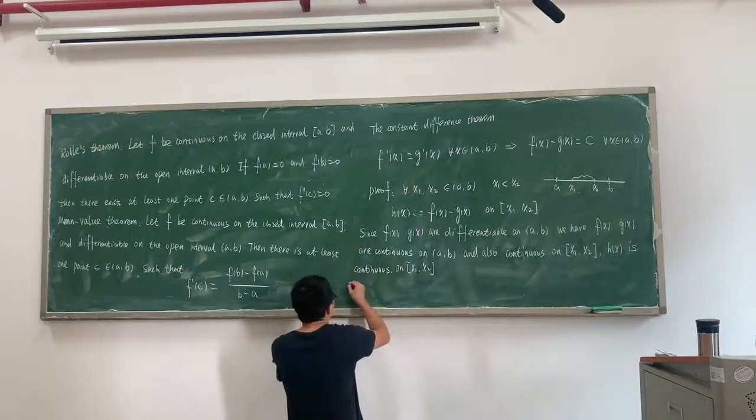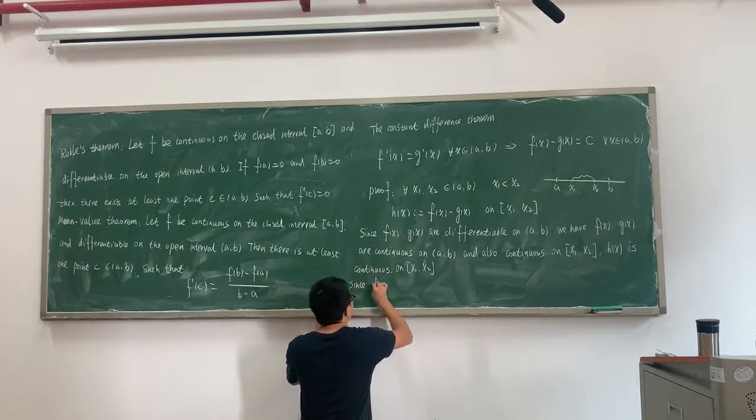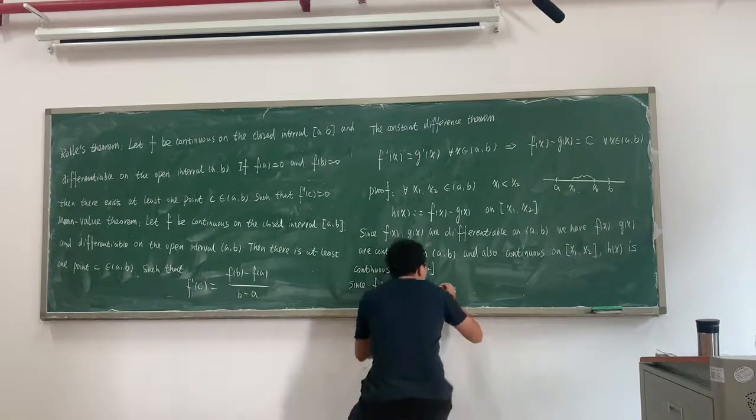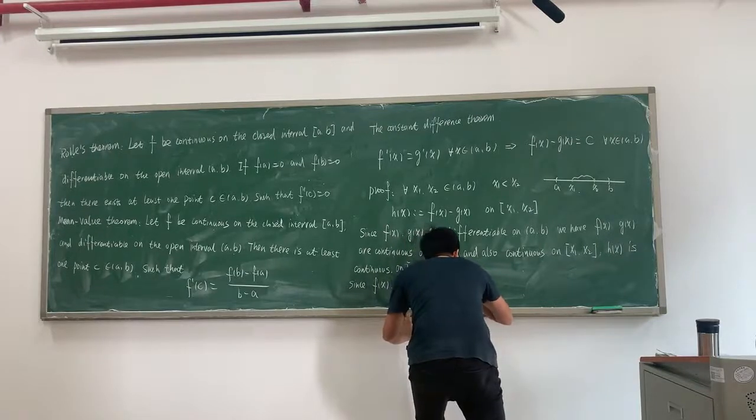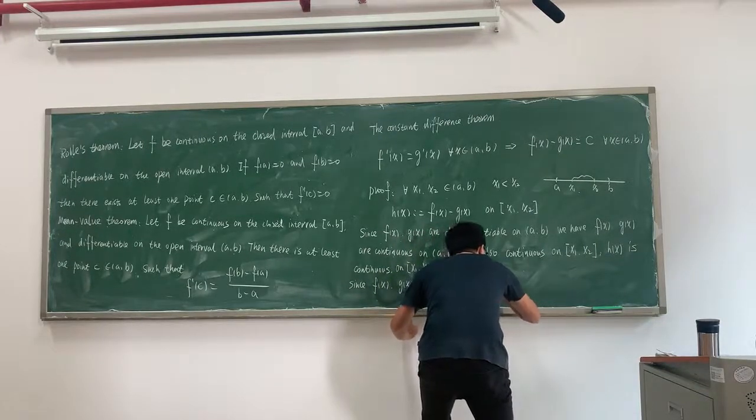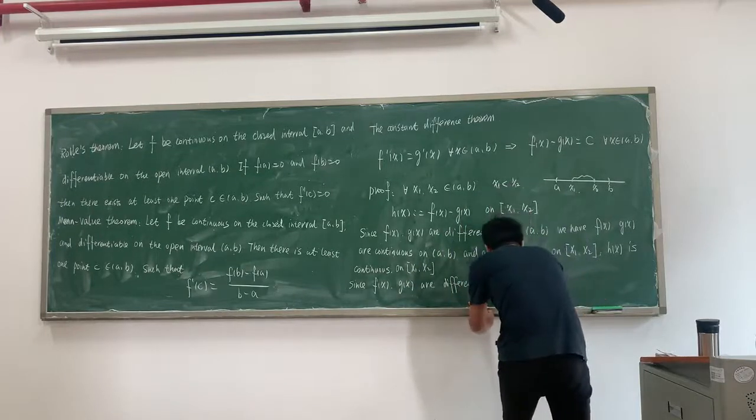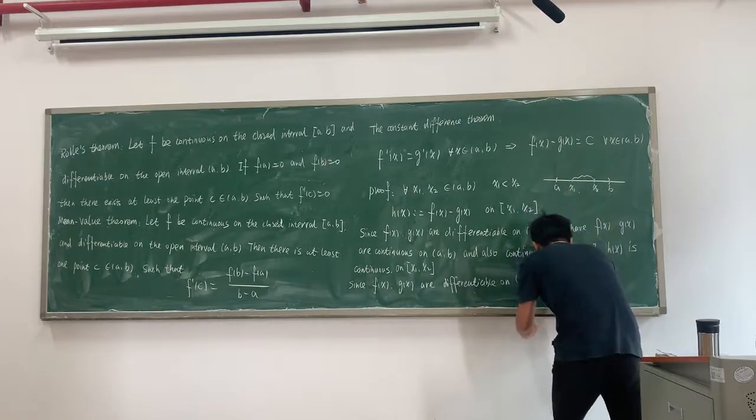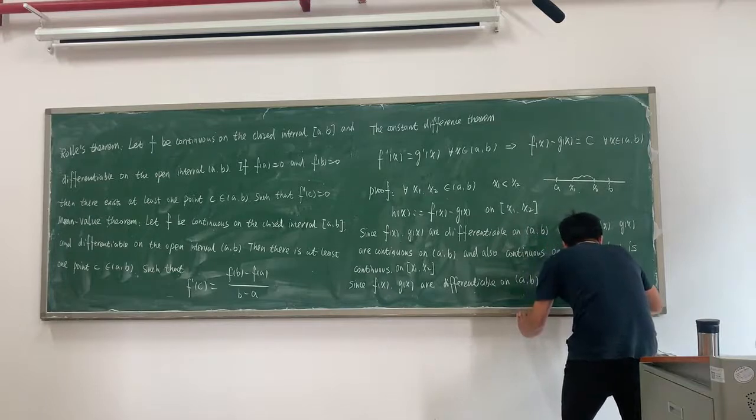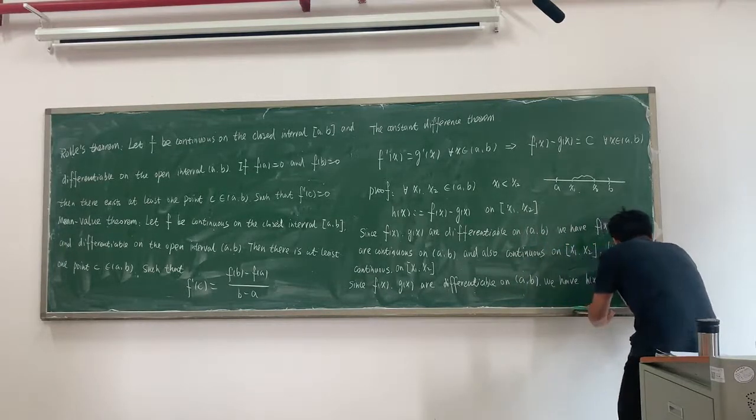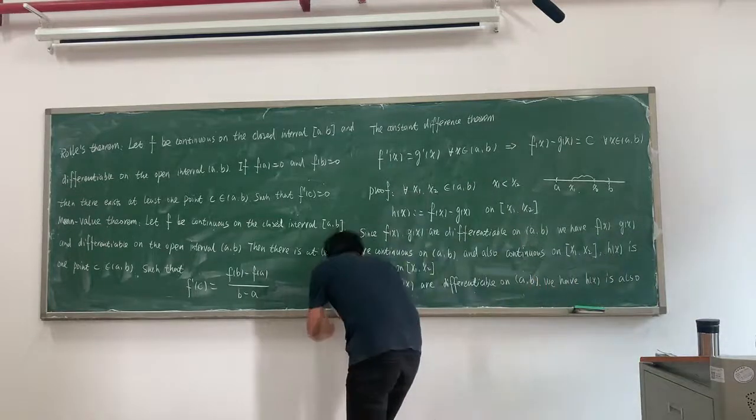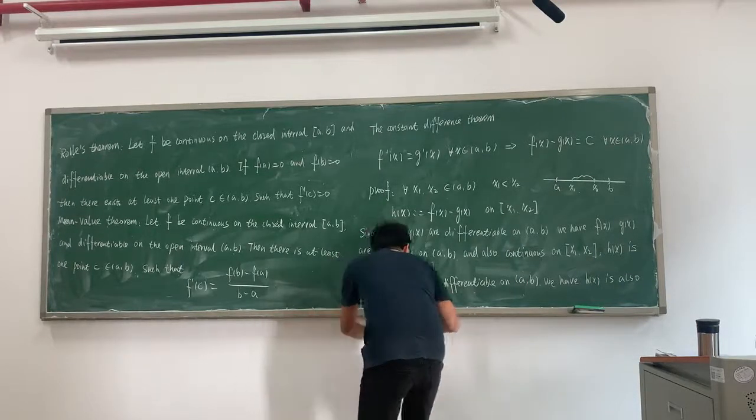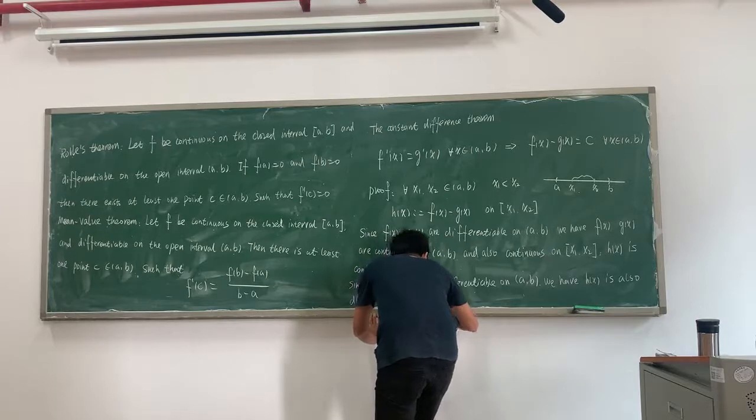So since f(x), g(x) are differentiable on the open interval (a, b), we have h(x) is also differentiable on the open interval, and it's also continuous on the closed interval [x1, x2].